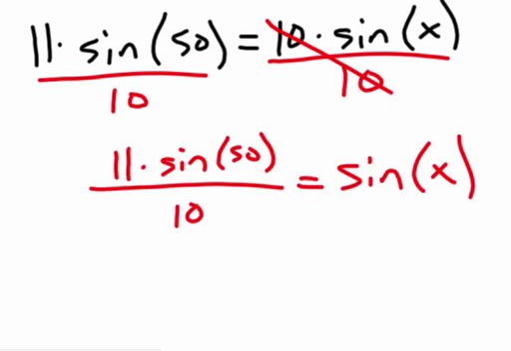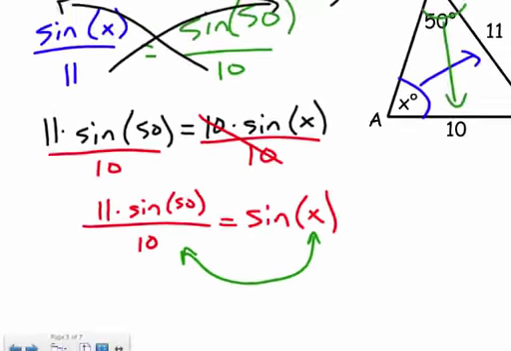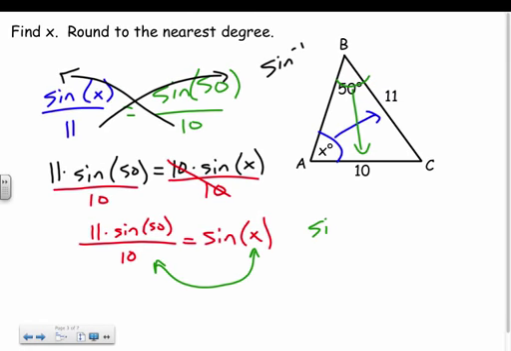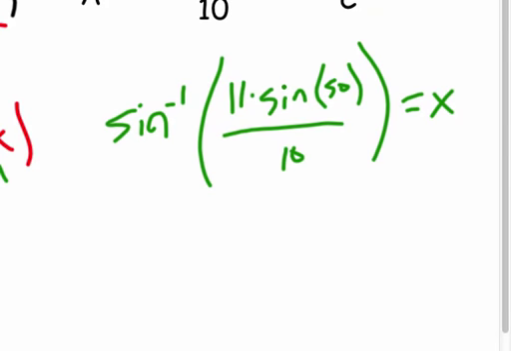And remember, once I get sine of x, to solve for x, basically to switch their spots, I just take the inverse sine. So I've got to take the inverse sine of 11 times the sine of 50 over 10, and that will equal my x. Make sure your calculator is in degrees. If you're not sure, I can come around and check for you, but that's what should be the setting.